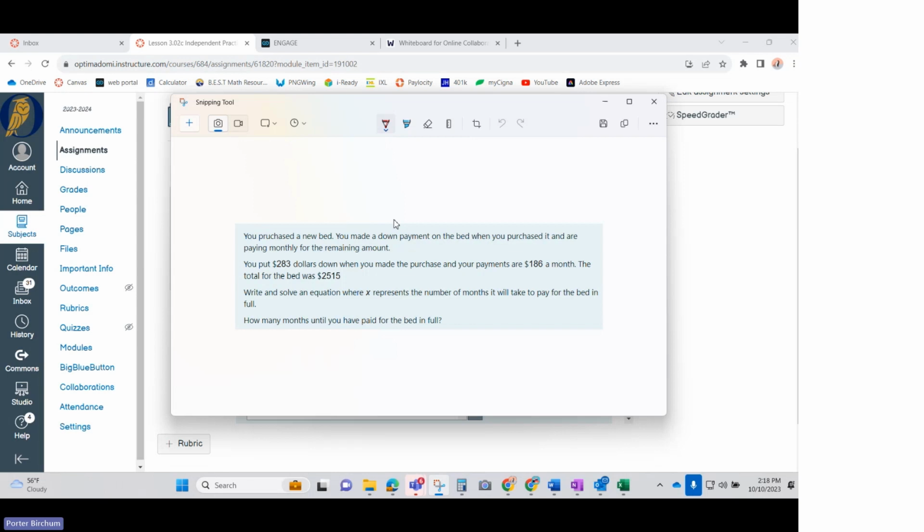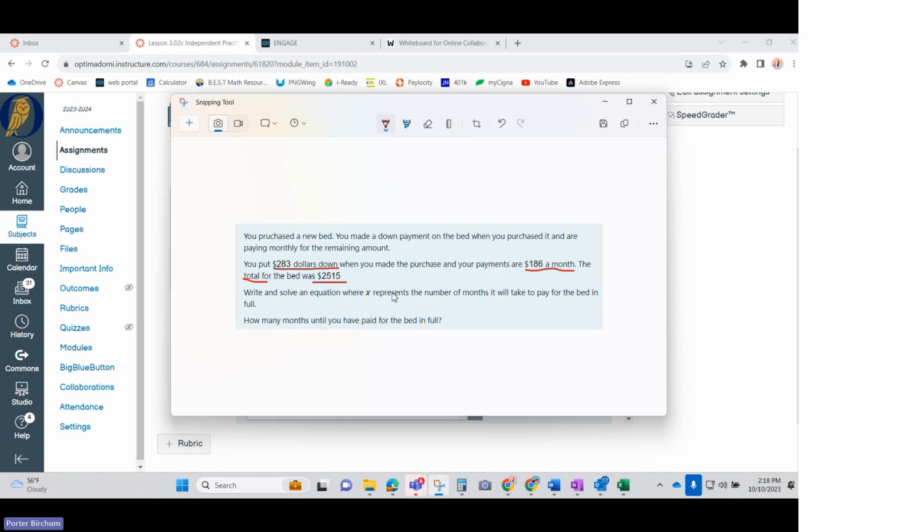So for a bed, you're going to tell the company you're buying the bed from, hey, I don't have all the money for the bed, but I have some of it. Can I make a down payment and give you some of the money now and then pay you the rest later? So you put $283 down. That was what you paid them at first. Then you paid $186 each month. The total for the bed was $2,515. That was an expensive bed, in my opinion.